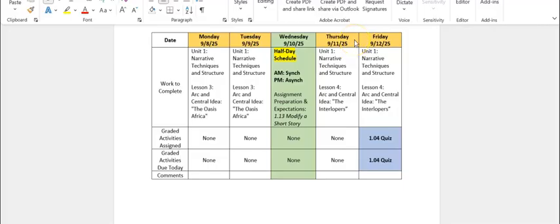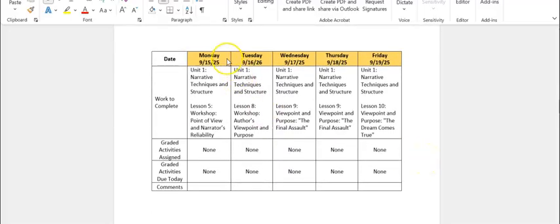Thursday the 11th, we will start Lesson 4, arc and central idea, the interlopers. Friday the 12th, we will finish Lesson 4 and we will take the 1.04 quiz. The 1.04 quiz is due on Friday, September 12th.